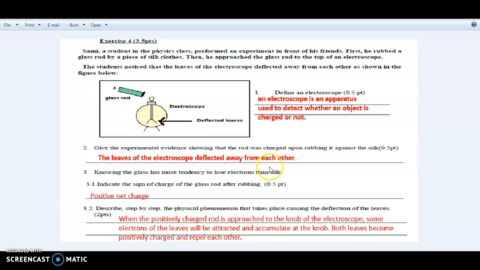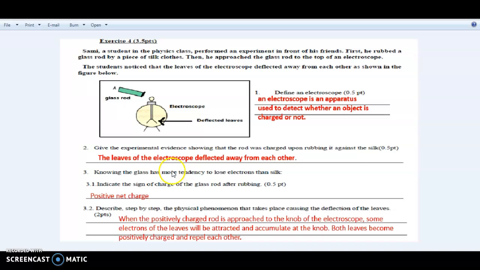An electroscope is an apparatus used to detect whether an object is charged or not. If the object approached to the knob is charged, then the leaves deflect away. If it's neutral, then the leaves remain dangling, taking their equilibrium position. Question 2: give the experimental evidence showing that the rod was charged upon rubbing it against the silk. The experimental evidence is that the leaves of the electroscope deflected away from each other.